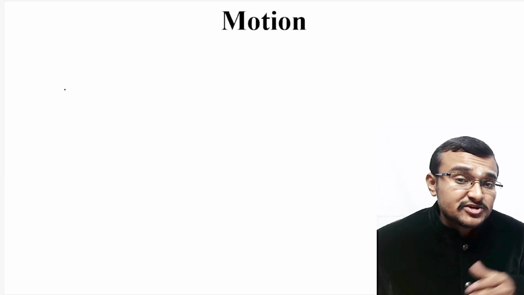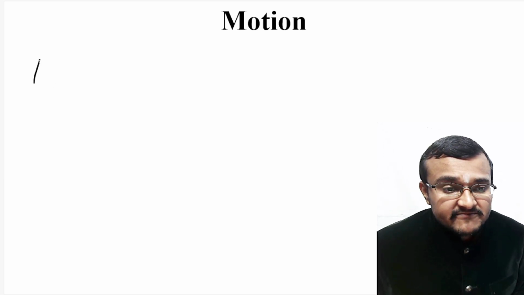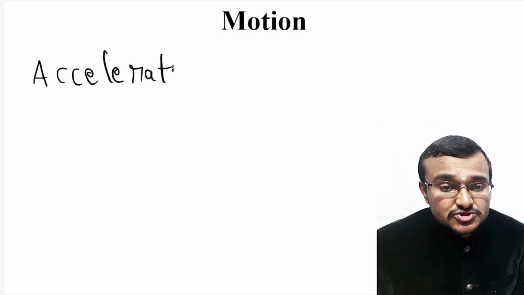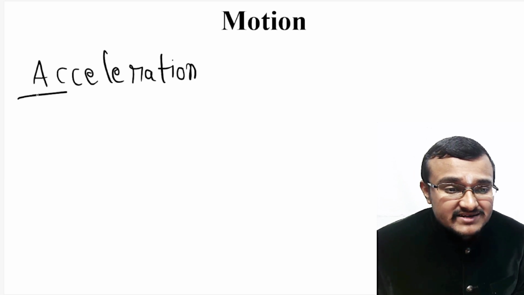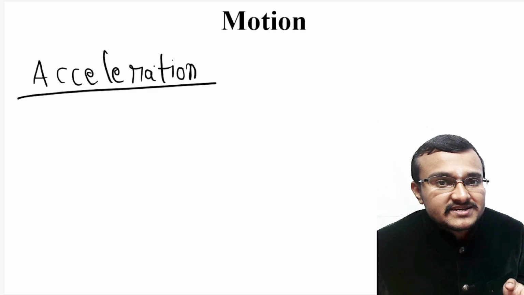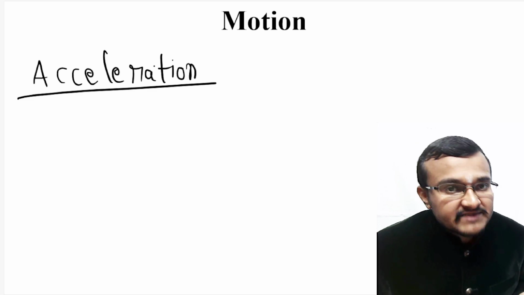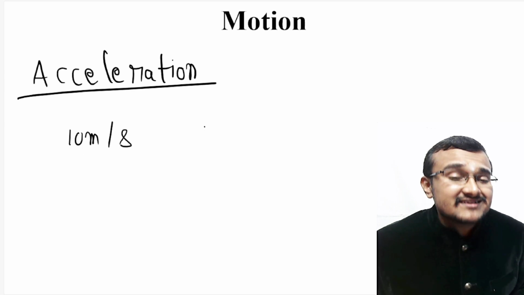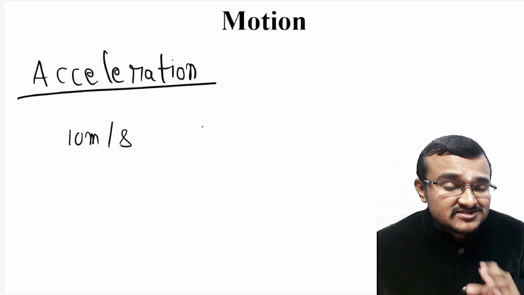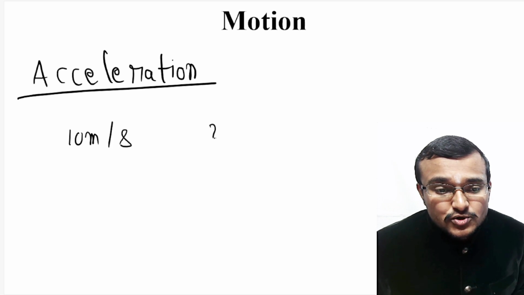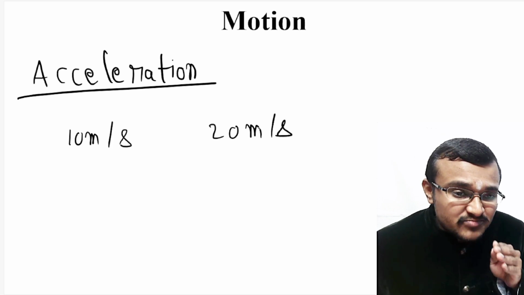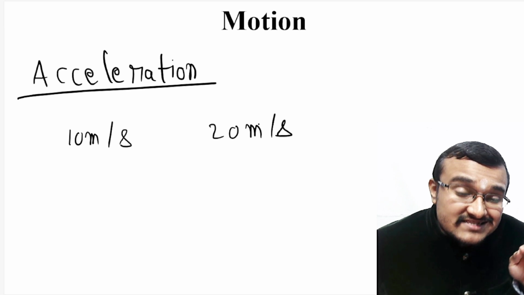So coming to the next concept in this particular chapter, we have acceleration. So what do you mean by acceleration? Acceleration is nothing but change in velocity in a given instant of time. That's it. Let's assume that an object is traveling at 10 meter per second and in the same direction it has changed its velocity to 20 meter per second. That means this particular object has accelerated.